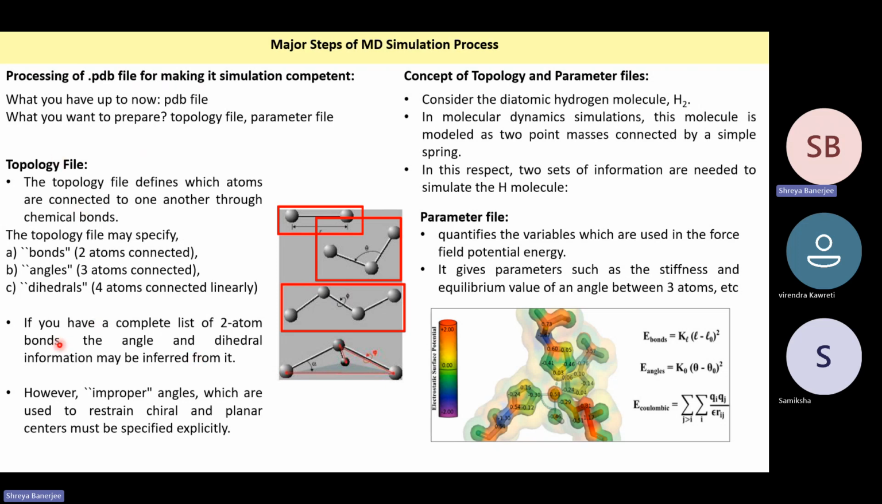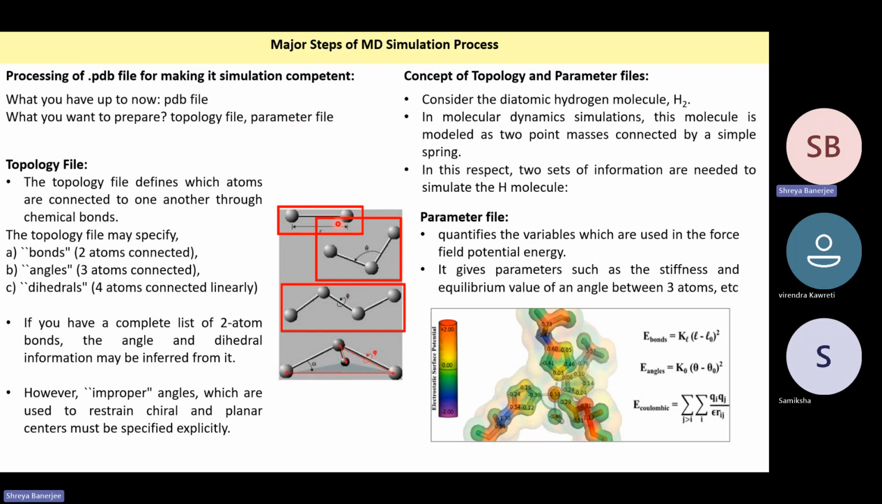So the topology file will basically give a complete list of 2-atom bonds. If you have all the 2-atom bonds, then an angle is made up of 2 bonds, a dihedral angle is made up of 3 bonds, and so on. So the topology file will give you all those angles. And the parameter file will give us the information to calculate the energies, which we saw earlier. Again, we don't have to create this. We are just creating the PDB file. The topology file and parameter file, everything the software will create.